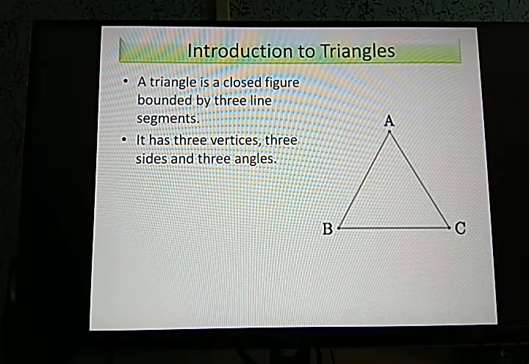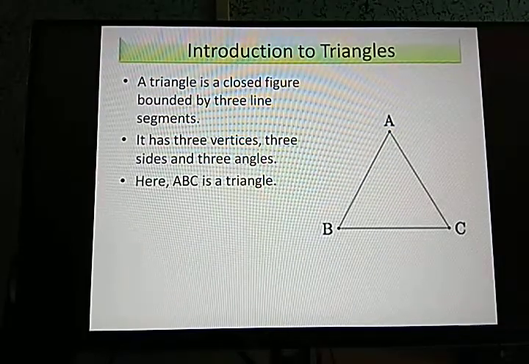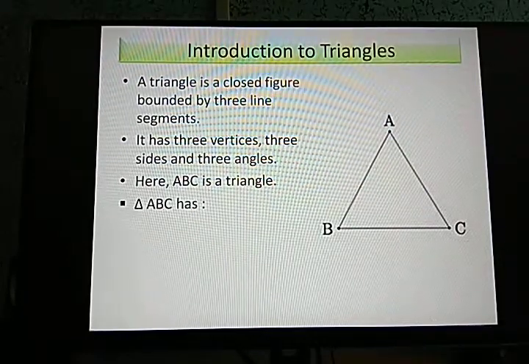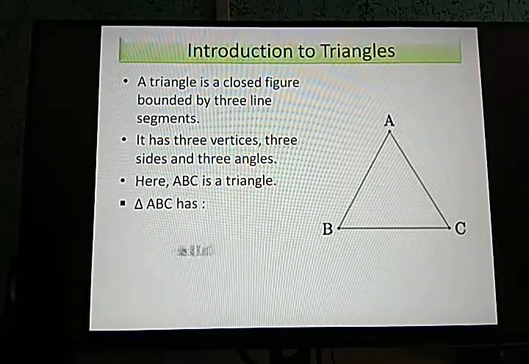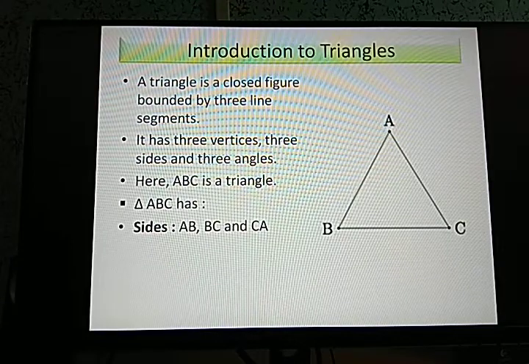Also, a triangle has three vertices, three sides and three angles. So we will come to that. Now as you can see here, ABC is a triangle. Now in this triangle ABC, what things do we have? We have sides, angles and vertices. So first of all, let us see the sides. The sides are AB, BC and CA.